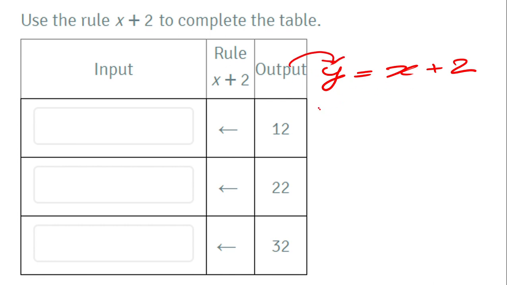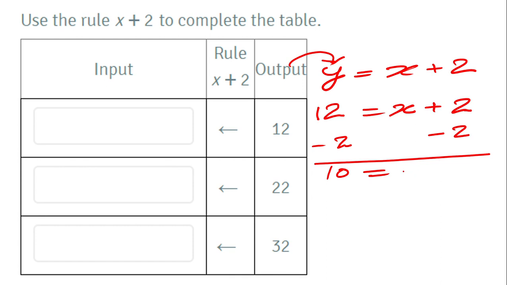Now this time they have given you the value of output, and they are asking you to find the value of input. So here what you will do, minus 2 to this side, minus 2 to this side also, because we want the value of x. So 12 minus 2, 10, is equal to x, since minus 2 and plus 2 cancel. So x will be equal to 10.